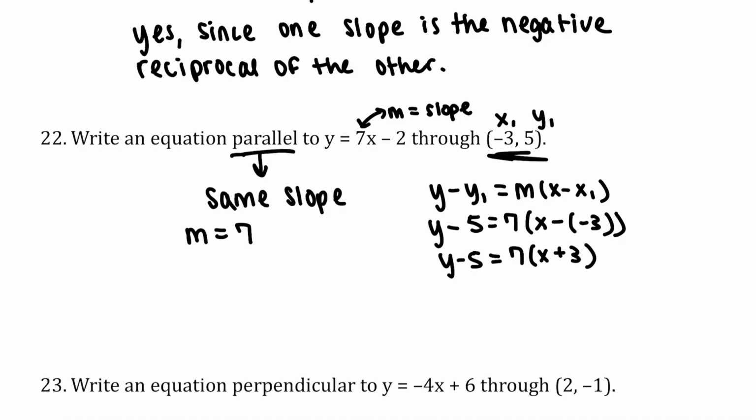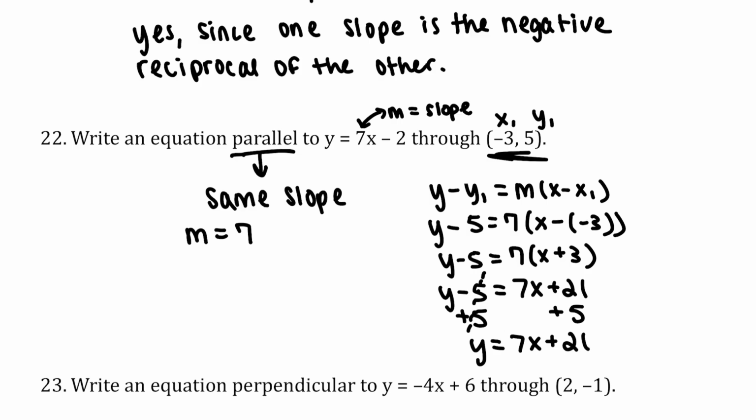And let's simplify and solve for y here. So y minus 5 equals 7x plus 21. And then we are going to get y all by itself by adding 5 to both sides of our equal sign to cancel out that negative 5 there. We get y equals 7x plus 26 as our answer.